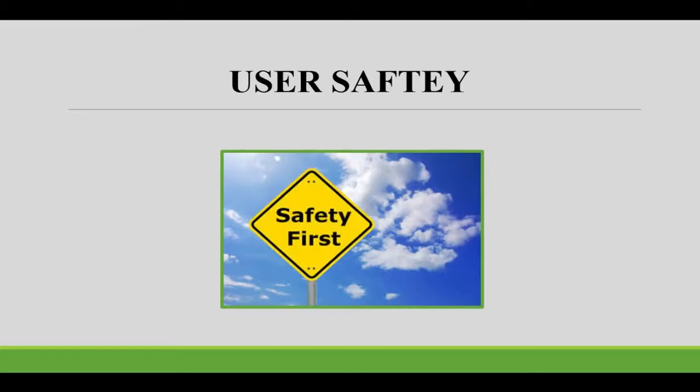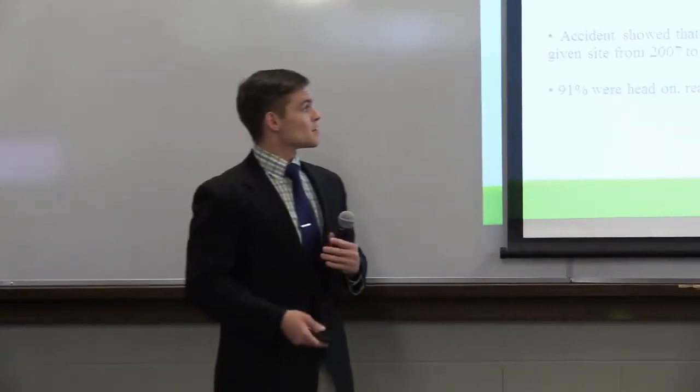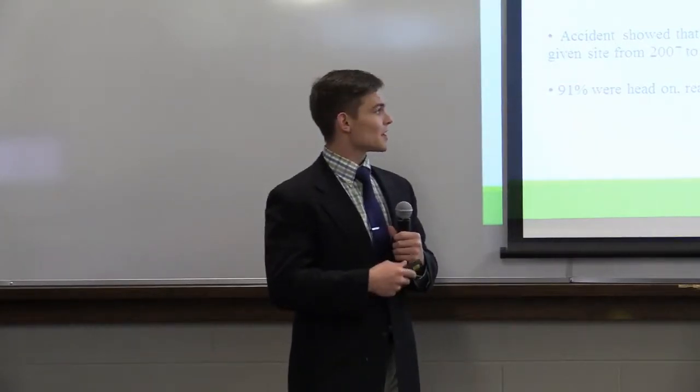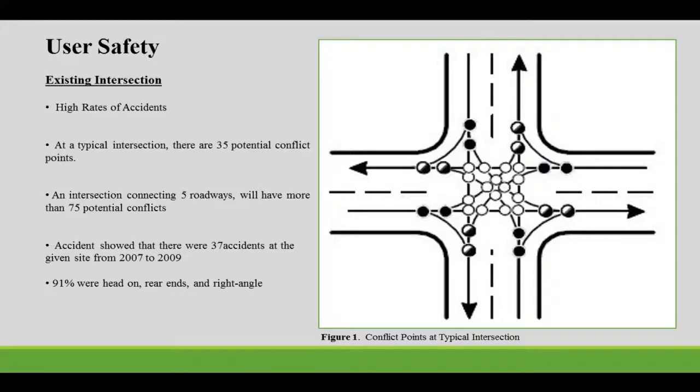One of the things that really drew us to a roundabout over the other alternatives was the fact that it had some unique safety features. If we look here at figure 1, this is a typical four-legged intersection. At this intersection, you're typically going to have about 35 potential conflict points, and most of those are either head-on collisions or right-angle collisions, which are generally more dangerous accidents.